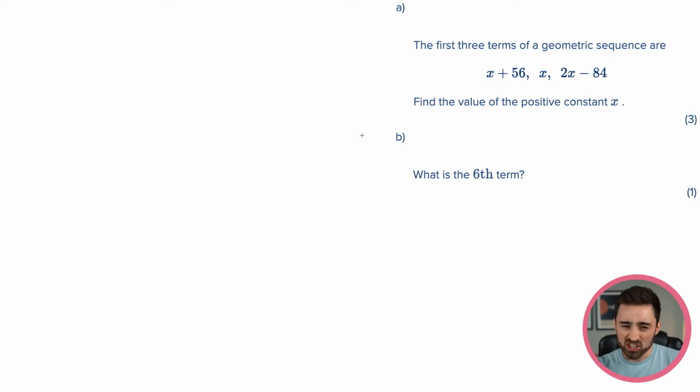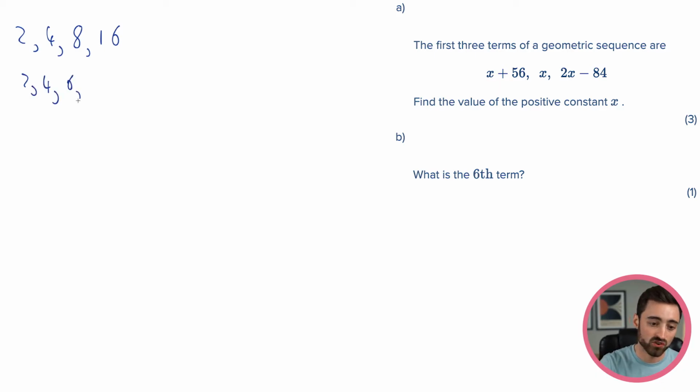Right. What's a geometric sequence? This is a geometric sequence. This is not a geometric sequence. So what's the difference? What do I do to get from one term to the next here? Well, it looks like I'm multiplying by 2 each time.